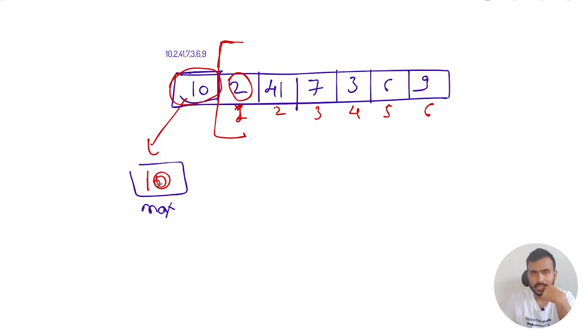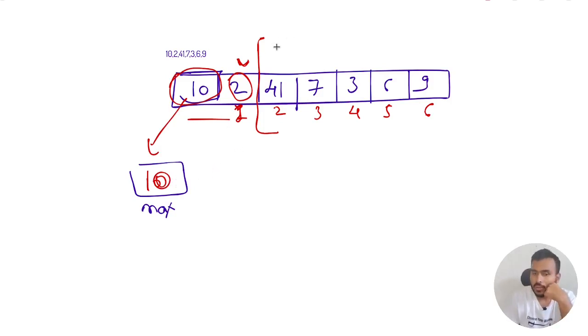Right now max is 10, and let's say you start the iteration, and in the first iteration the element that you get is 2. So 2 is not greater than 10, correct? That's why we are not going to replace the max. Max is still 10. So we can say that till this part of the array, max is still 10. We have explored 2 elements so far, and from these 2 elements 10 is the maximum.